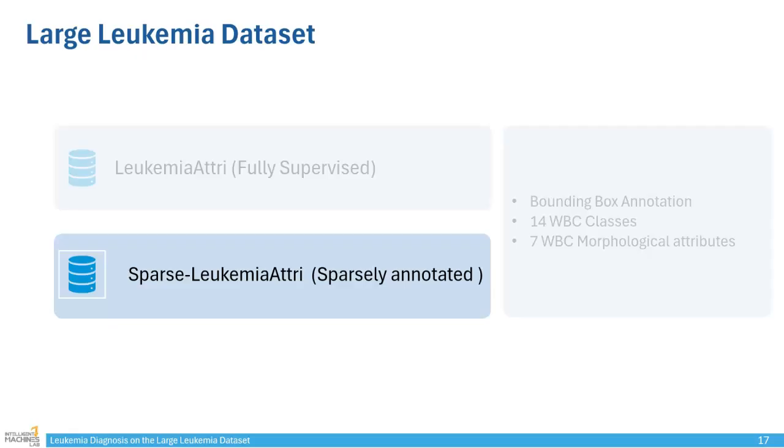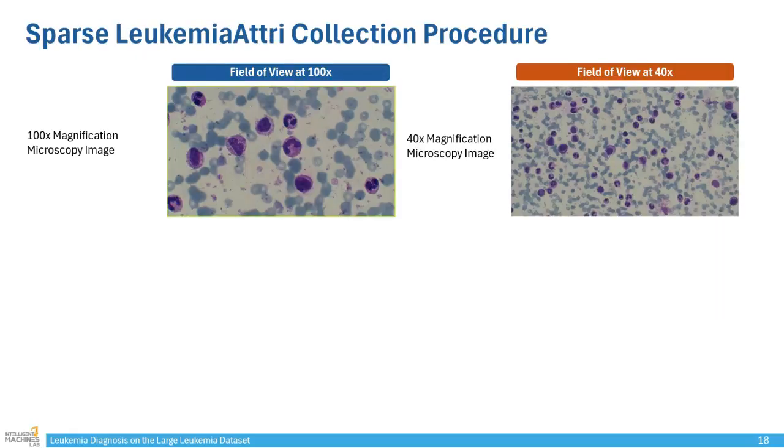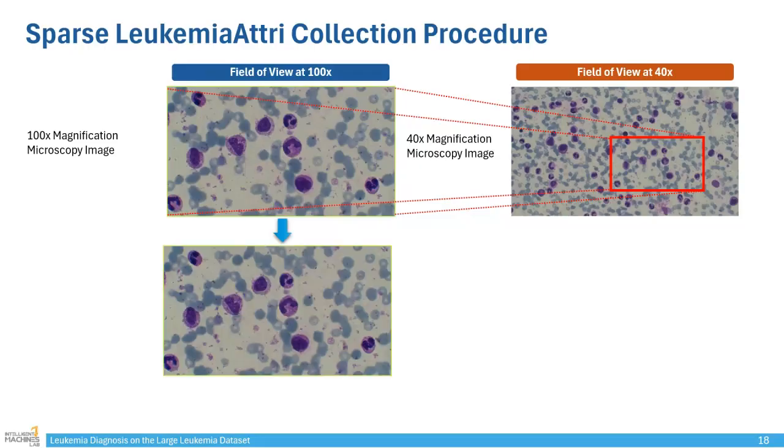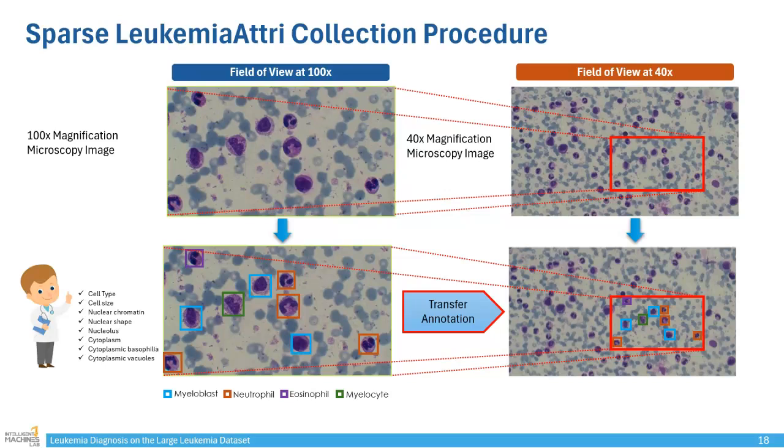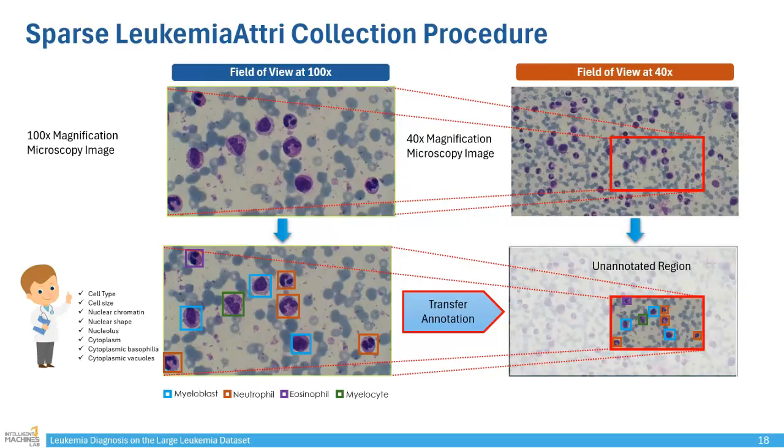For the Sparse Leukemia-Artery dataset collection, at 100x magnification, the field of view is small, but cell morphology is clear and visible for accurate annotation. However, in the corresponding 40x image, cells appeared much smaller, making annotation more error-prone. To address this, the hematologist annotated the slides at 100x, and those annotations were mapped onto the corresponding 40x image. As a result, only about 1/5 of the 40x image at random location is annotated, while the rest remains unannotated.